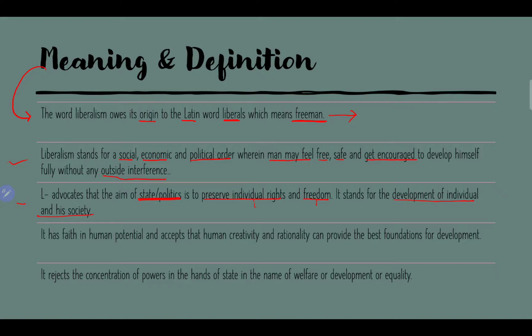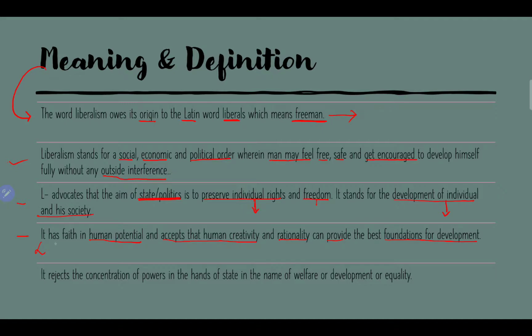The main postulate of liberalism is that the aim of the state is to preserve individual rights and freedom, and it stands for the development of the individual. It has faith in human potential. Liberalism has faith in human potential and accepts that human creativity and rationality can provide the best foundations for development. So liberalism totally gives the will of a free man. If a person is free, then he has a better capacity to develop himself.